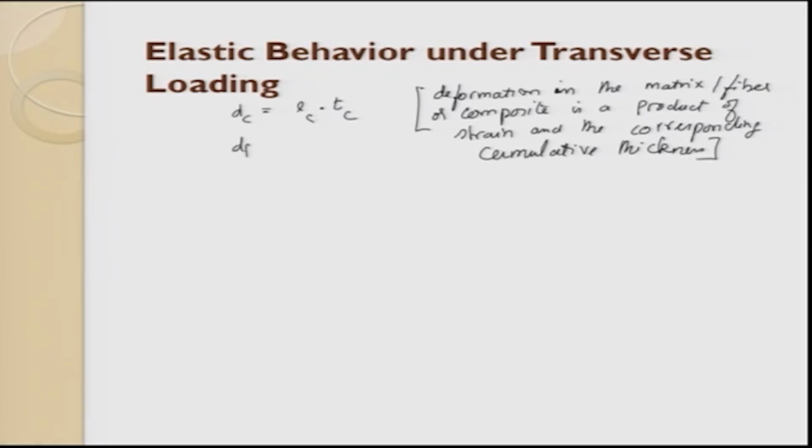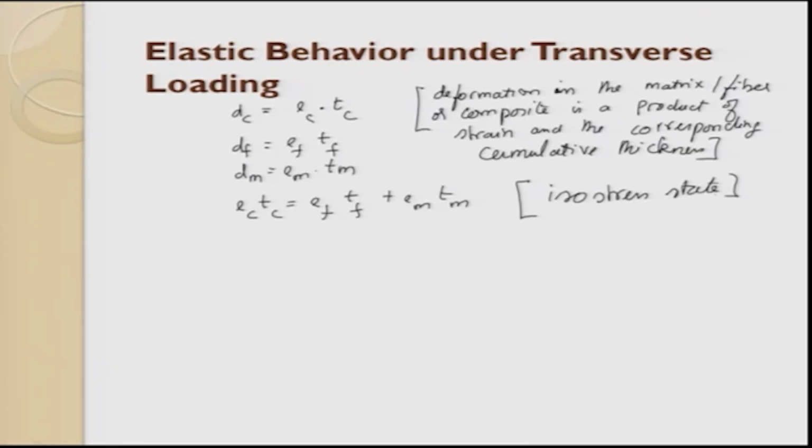In the same way you can write DF is nothing but EF into TF and DM you can represent as EM into TM. So finally we write EC TC is equal to EF TF plus EM TM. Why did we do this EC TC and all? Because all these things came into existence because of the isostress state.